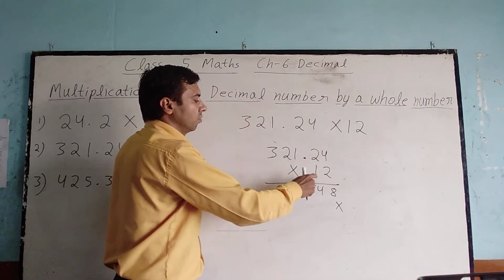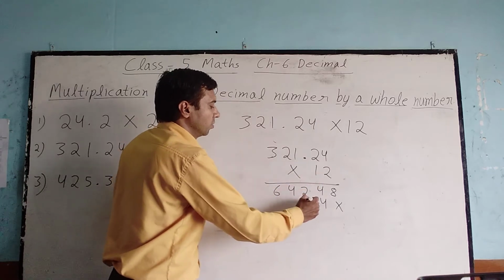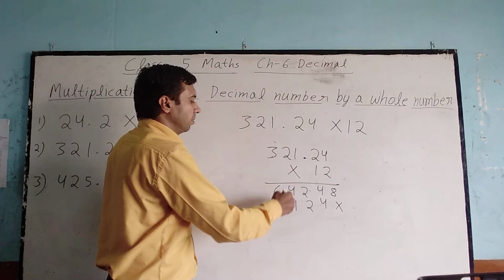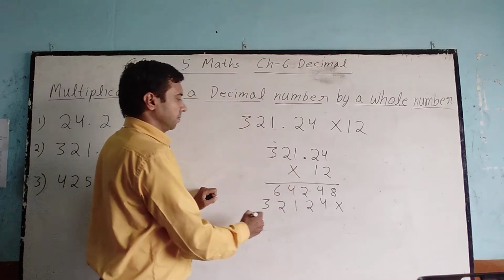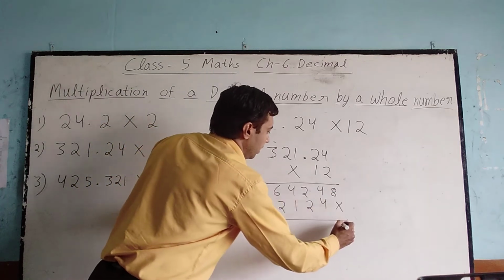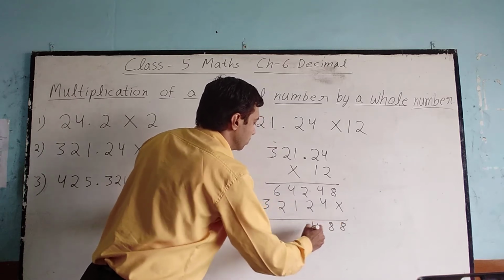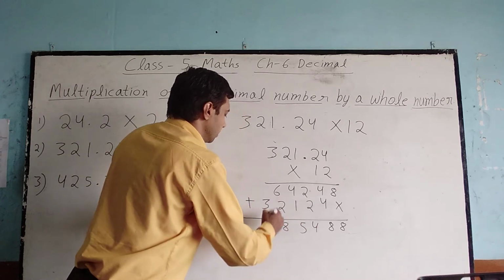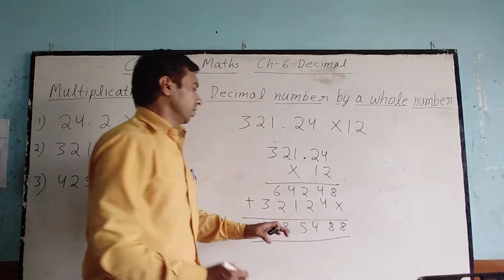Now what do we have to do? 1 multiply 4, 4. 1 multiply 2, 2. 1 multiply 1, 1. Now add. 8. 4 plus 4, 8. 2 plus 2, 4. 4 plus 1, 5. 1. So students, this is the product.